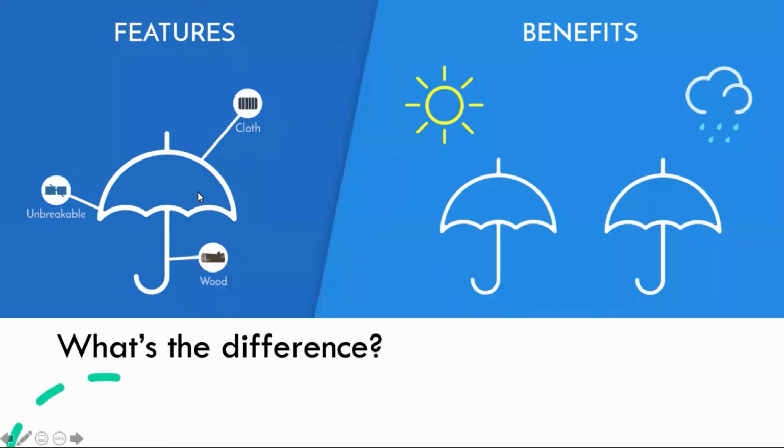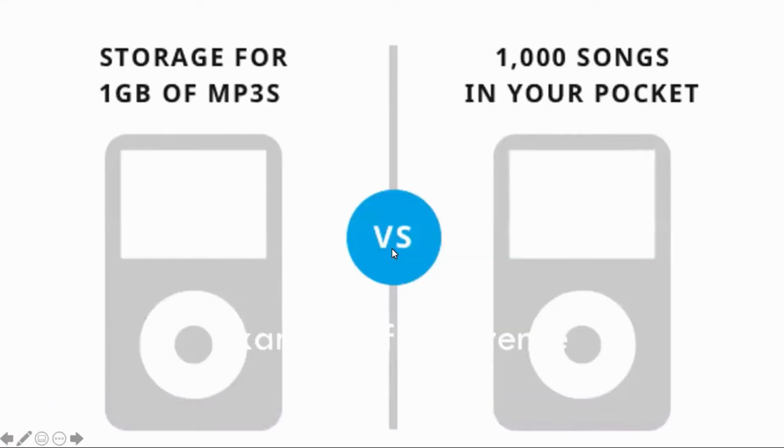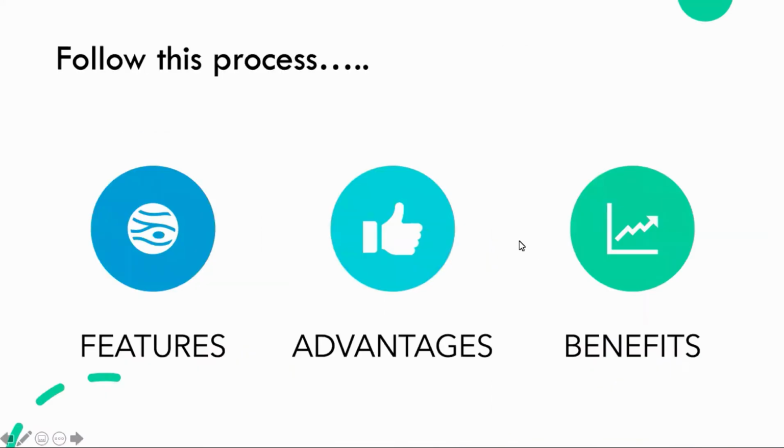People don't buy the fact that it's a cloth umbrella and it has a wood handle. People buy an umbrella because it protects them from the sun and the rain. Let's dig into that even further, right? People didn't buy the original iPods because it had 1 gigabyte. They bought an iPod because it stored 1,000 songs in their pocket. The way to help you through the process of making sure that you are selling benefits, not features, is to follow this 3-step process.